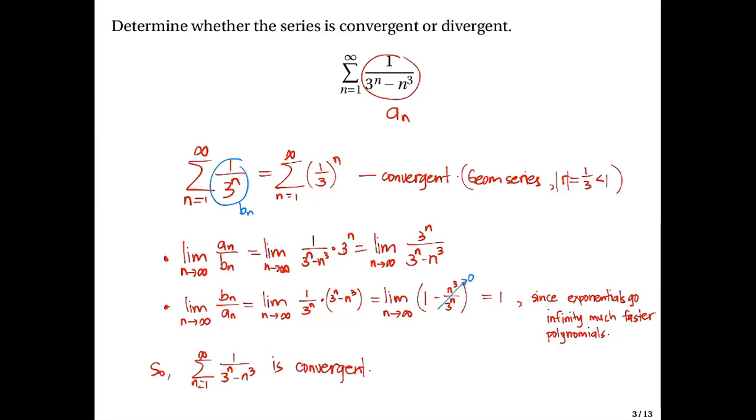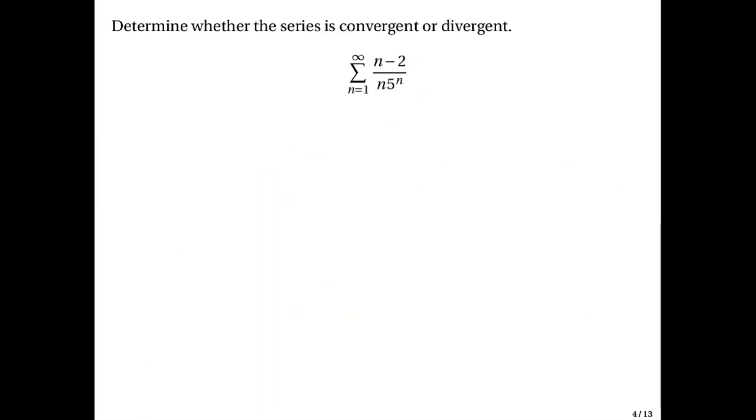All right. So let's move to our next example here. Determine whether the series is convergent or divergent. So in here you have the series of n minus 2 over n times 5 to the n, where n runs from 1 up to infinity.